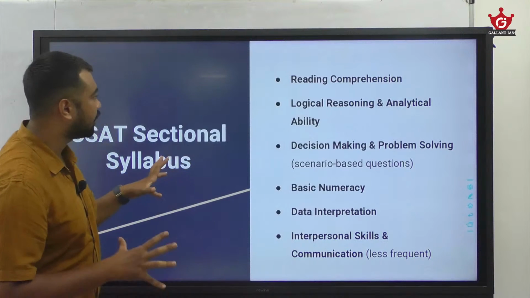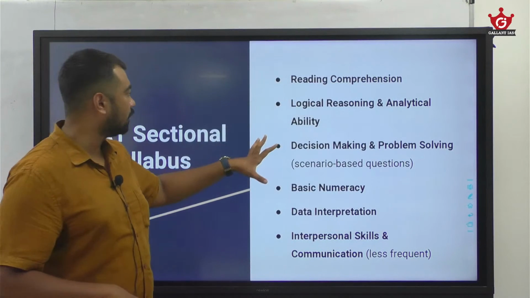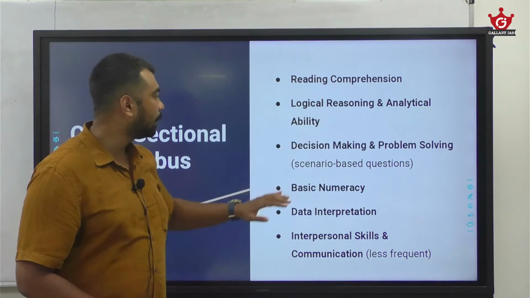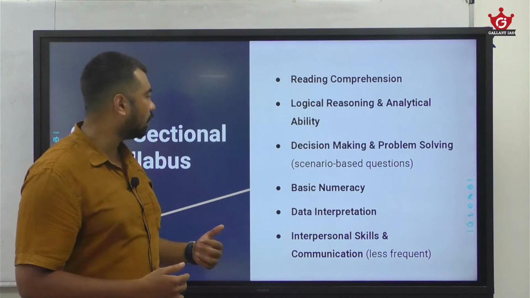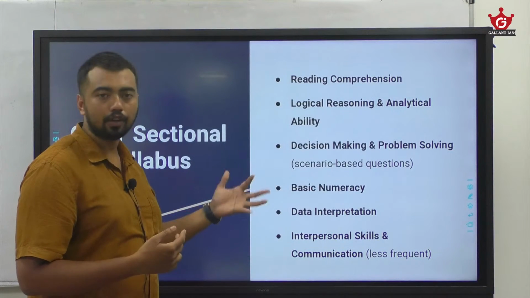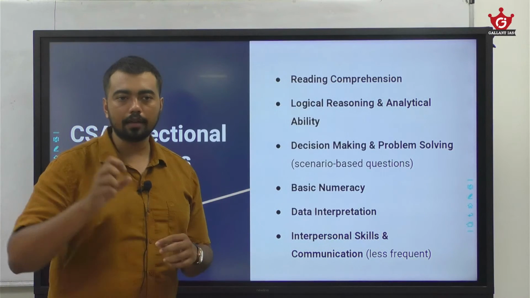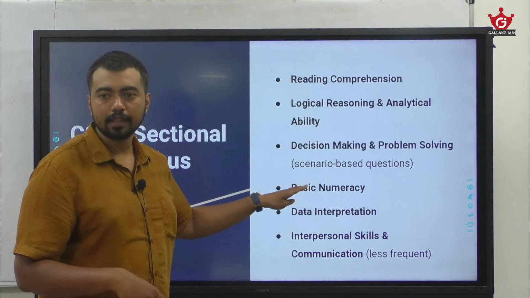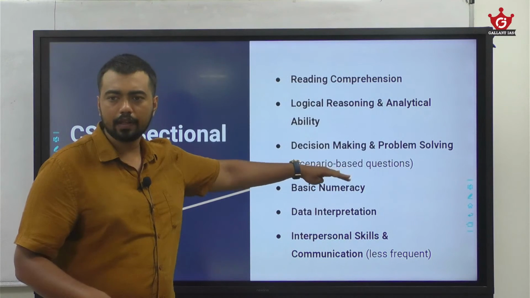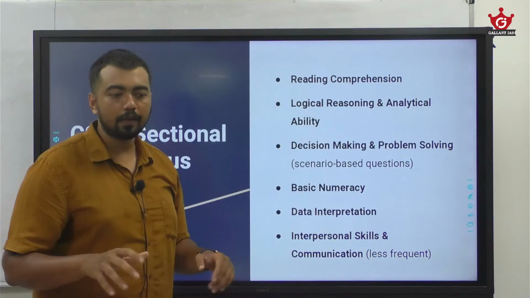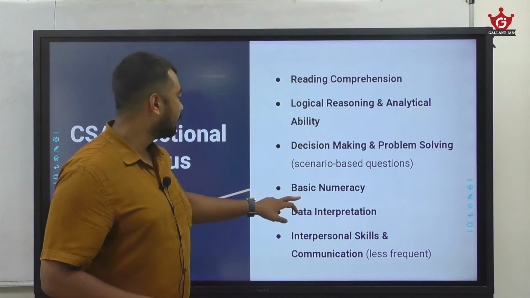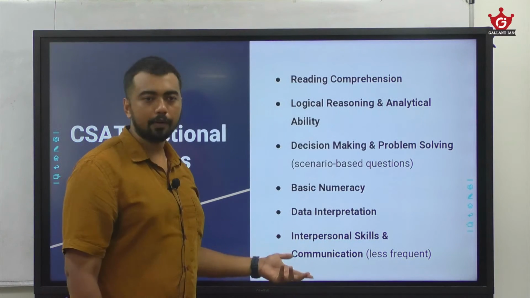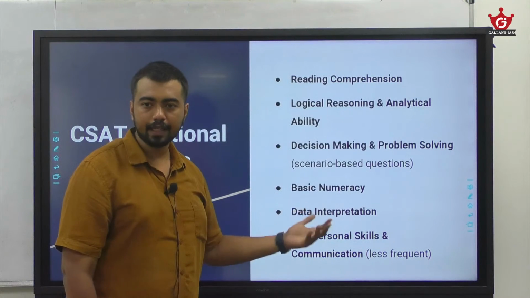So this is the CSAT sectional syllabus. You have the reading comprehension part, which we have talked about, logical reasoning and analytical ability that we are dealing with now. Then decision making and problem solving, which can also be related to logical reasoning, but cannot be strictly put under any particular title. Mostly scenario based questions, and the number of questions that actually come from this part is very less. Some years they don't even ask questions from this part. Then there are basic numeracy questions, data interpretation questions, and interpersonal skills and communication, which, as mentioned here, is very less frequent.